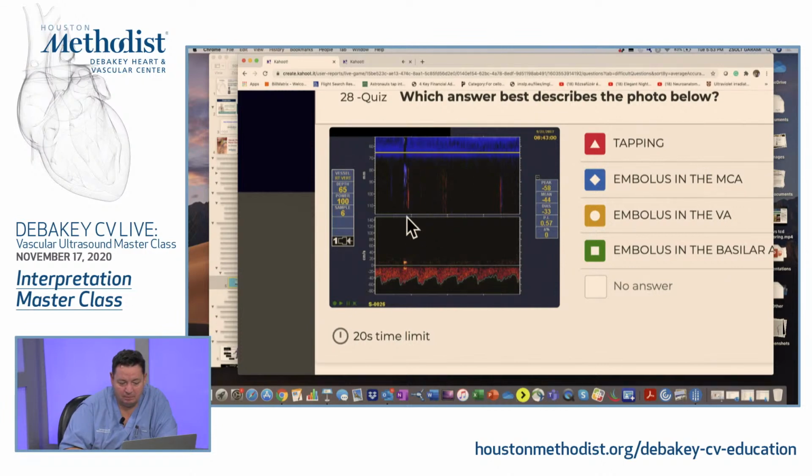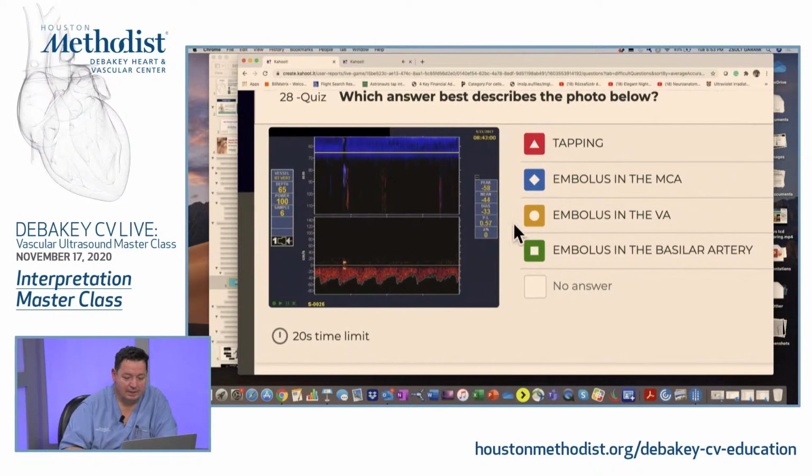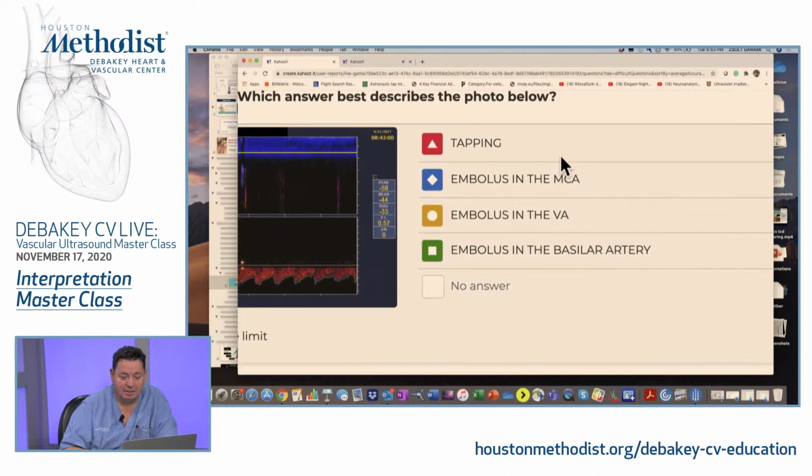This is an easy one because you see on M-mode that it's multiple depths at the same time. So this is not traveling. On a spectrum, it's sitting on a zero line, and it's a bidirectional signal. That's the no for the embolus. So this is definitely not an embolus. This could be tapping. This is not an embolus in the MCA or a vertebral.